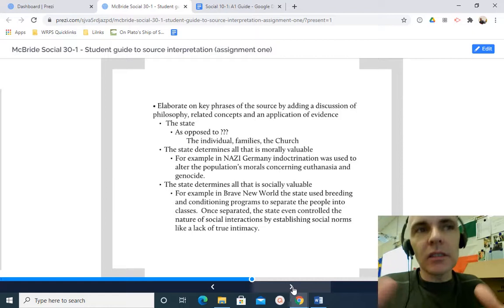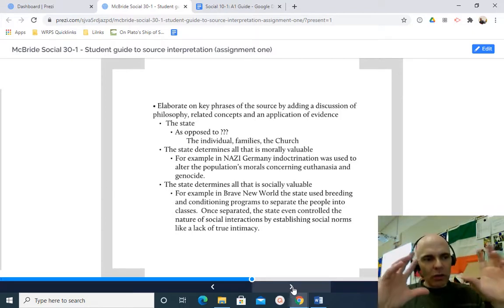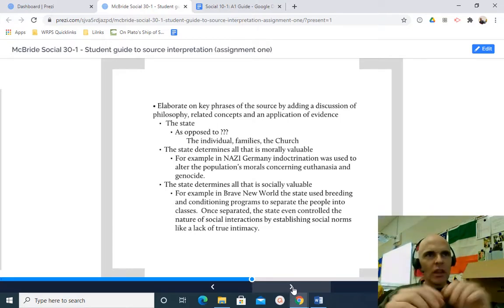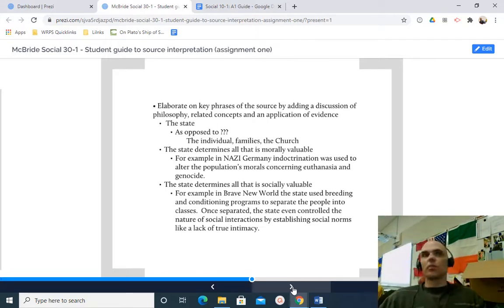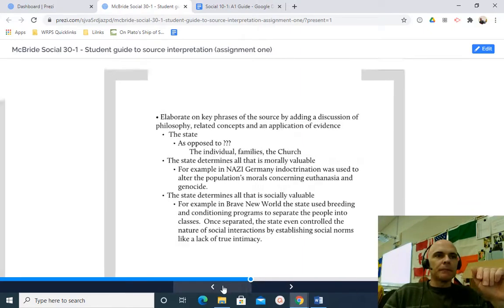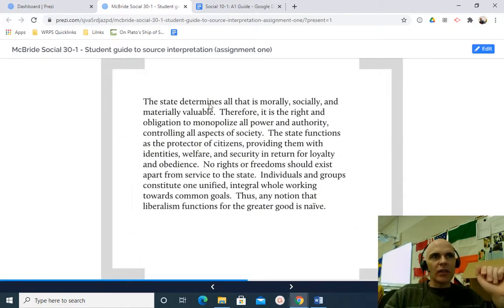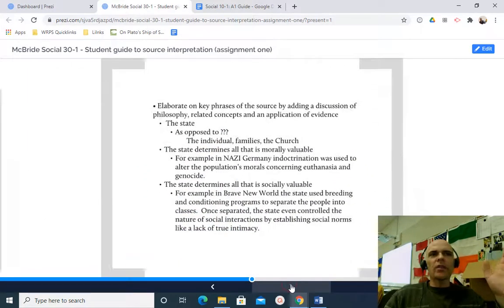Elaborate on key phrases. So when you break down a quote, the big rocks of the quote are the words, right? So we really need to focus in on those words. When it says the state, you should be thinking critically as opposed to what? It says the state. It doesn't say the individual. It doesn't say the families. It doesn't say church. It says the state does this. So even in the first fragment, the state determines all, a critical thinker is saying, whoa, wait a minute. Why is it the state, not the individual? Why is it the state, not families? Why is it the state and not the church? That's how you break down a source.